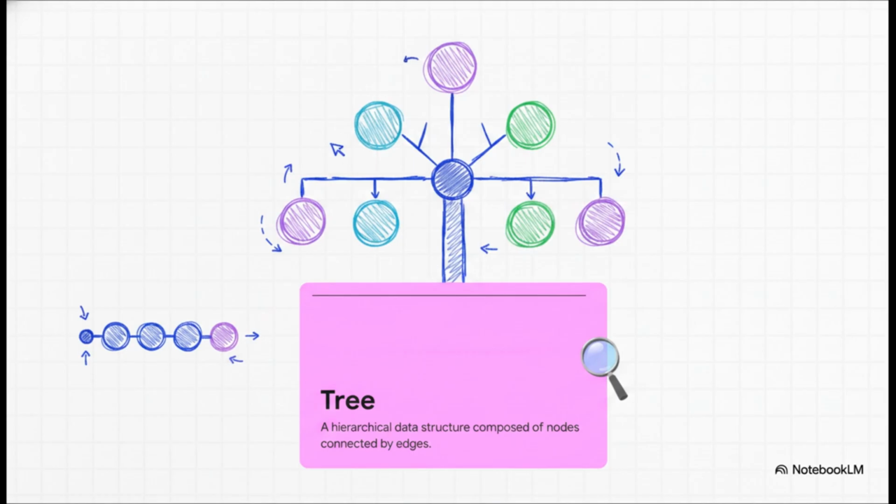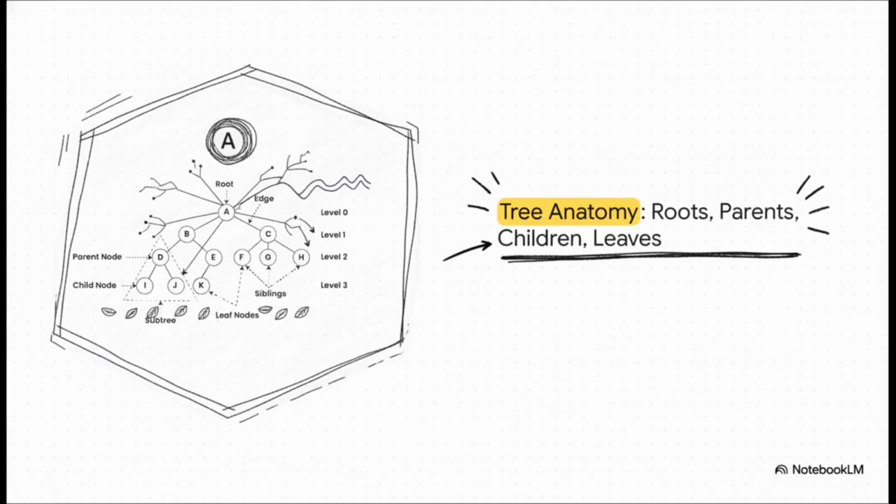Think of it less like an ice cube tray with a set number of slots and way more like a living vine that just keeps sprouting new leaves. Let's quickly map out this anatomy. At the very top, level 0, we have the root node. From there, everything flows downward. Internal nodes that branch out further are called parents, and the nodes directly below them are, you guessed it, their children. Nodes that share the exact same parent are siblings. And finally, at the very bottom, nodes that have 0 children are called leaf nodes or terminal nodes.